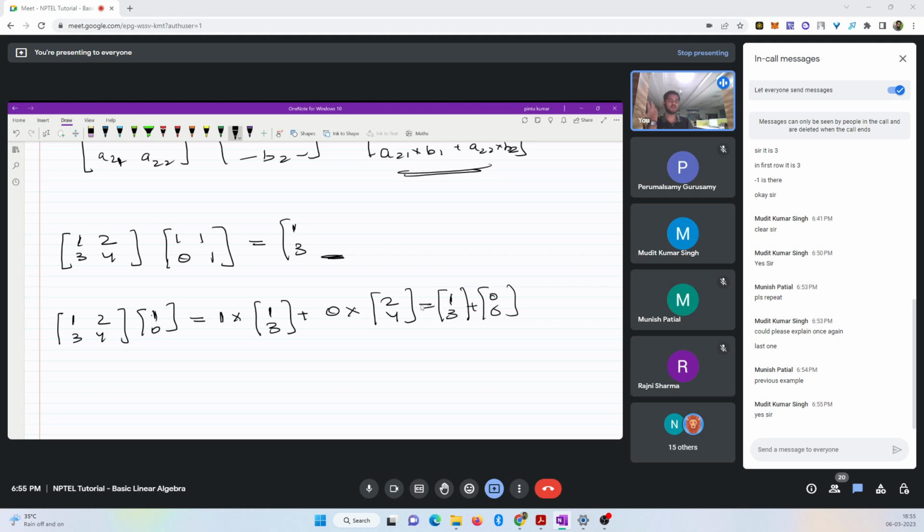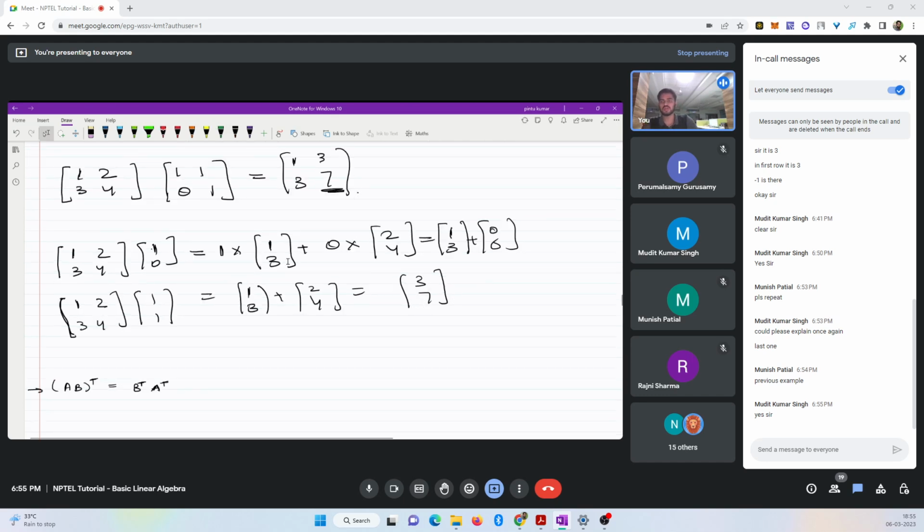Now how to get the second column? To obtain the second column, we multiply 1, 2, 3, 4 with 1, 1. So this gives us 1 into 1, 3, which is 1, 3, plus 2, 4. What do we get? 3, 7. So the second column would be 3, 7. This is what I meant.